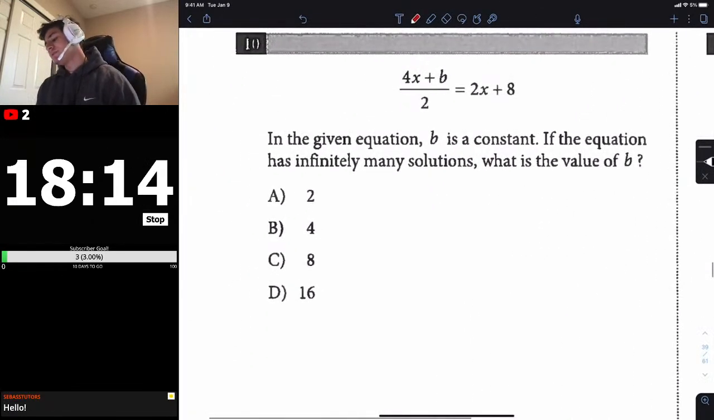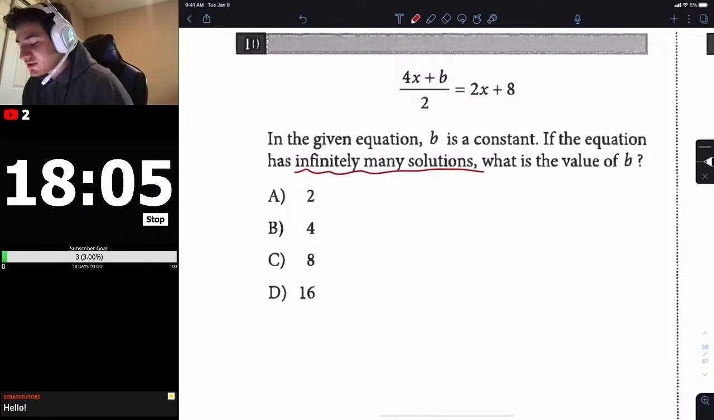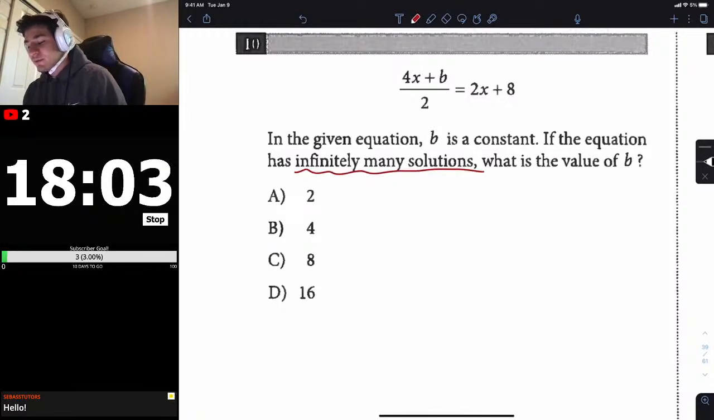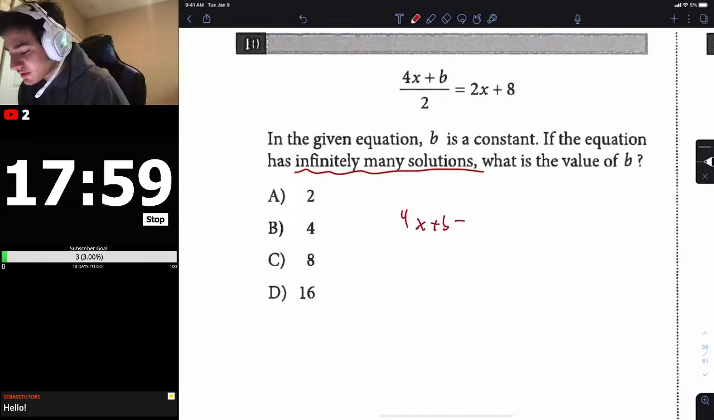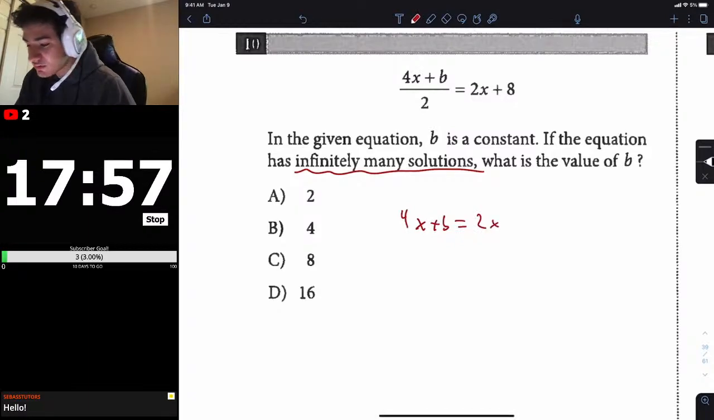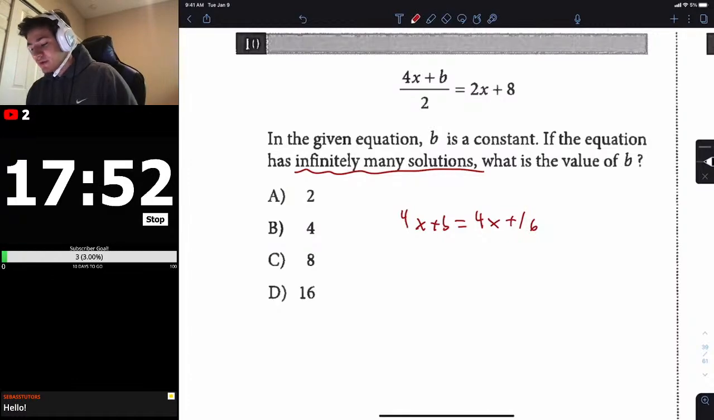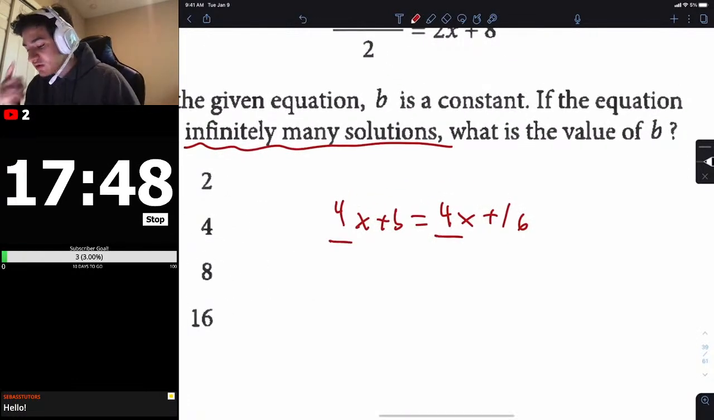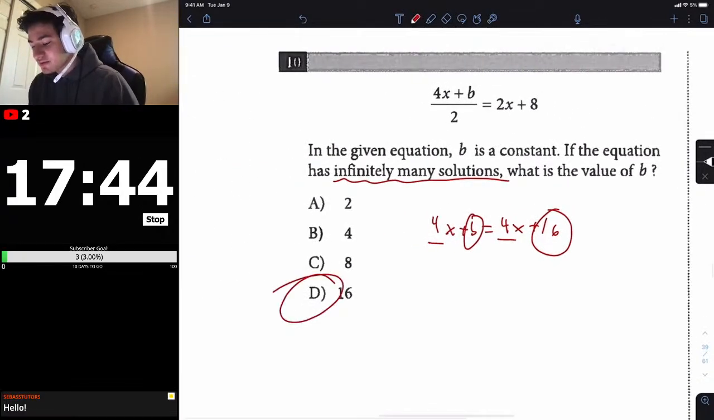All right, in the given equation, B is a constant. If the equation has infinitely many solutions, what is the value of B? Okay, infinitely many solutions means we're going to have the same slope and the same y-intercept for both lines. So let's go ahead and multiply by 2 on both sides to get rid of that fraction. We multiplied by 2, so it's going to be 4x plus 16. What is the value of B if we have infinitely many? So remember, same slope. Now we need the same y-intercept, so B has to equal 16. Answer's D.